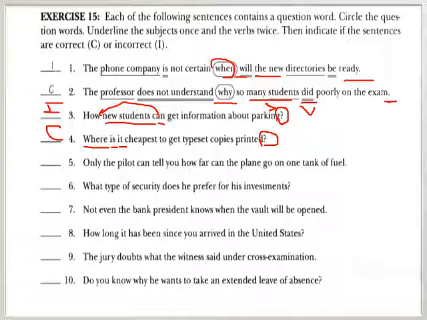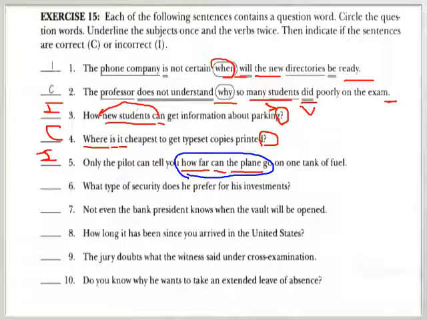Fine. Number 5. Only the pilot can tell you how far can the plane go on 1 tank of fuel. Okay, so only the pilot can tell you how far, this is the question word, can is the helping verb, the plane subject. Here it is inverted. Is it a question? No, it is not a question, it's a sentence. So there is no need for inversion, so the sentence is incorrect. Okay, here it is inverted and there's no need for inversion. So it must be how far the plane can go.